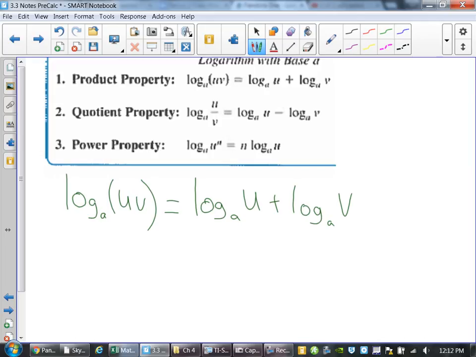And then the last one is the power property. Log base A of U to the N. Let's just drop the exponent in front of the log. We have those three very, very simple properties. I'll write them up on the smart board too here.